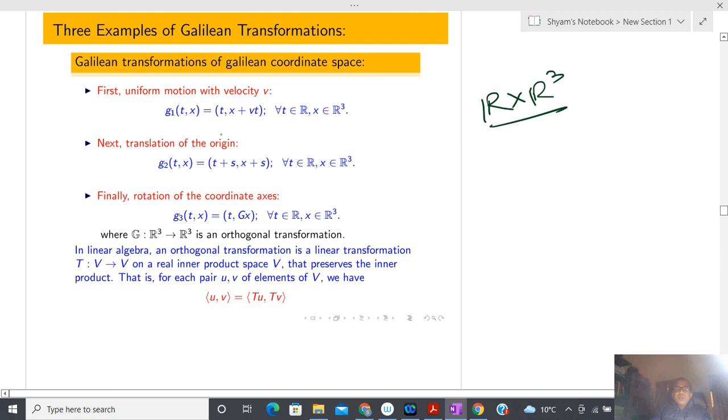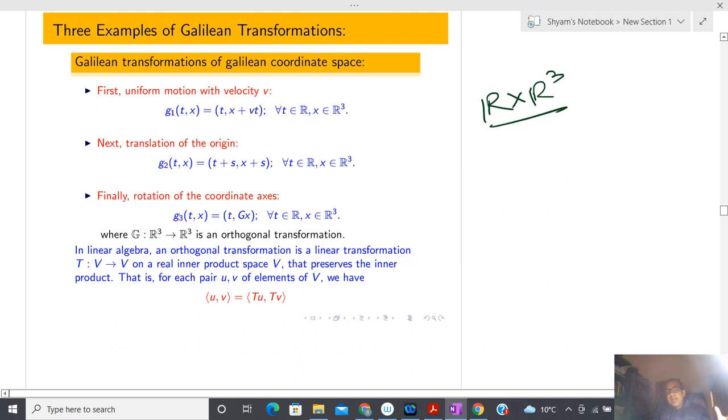Now you can see the uniform motion with respect to v. Suppose that g1 is some kind of Galilean transformation, then if this holds, t and x plus vt. Okay, so uniform motion with respect to v. Translation we are defining like this, and rotation we are going to define like this.